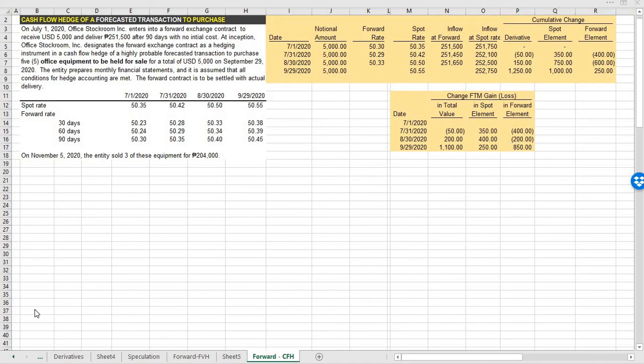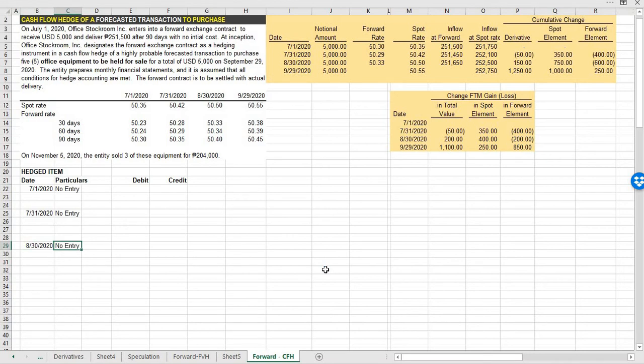So, ngayon, let us now proceed to our journal entry. So, umpisahan natin doon sa ating hedge item. So, for the hedge item, ang sabi natin, ang ating hedge item is a forecasted transaction to purchase. At during the term of the forward contract, from July 1, 2020 until before September 29, 2020, the settlement date of the forward contract, wala tayong journal entry related to the hedge item. Kaya on July 1, 2020, wala tayong entrada. Ganun din sa July 31, 2020 at ganun din sa August 30, 2020, wala ring entrada.